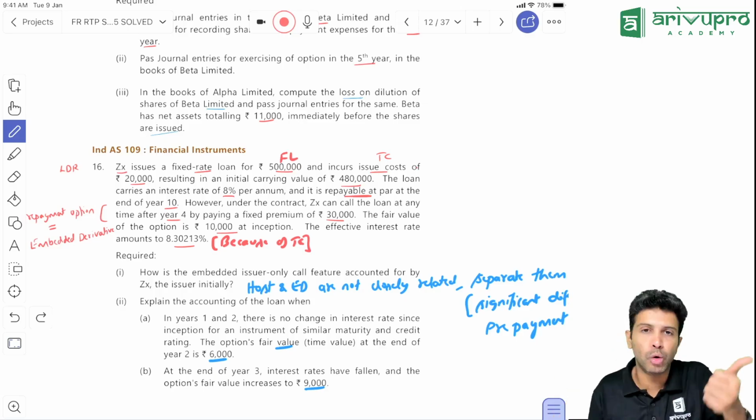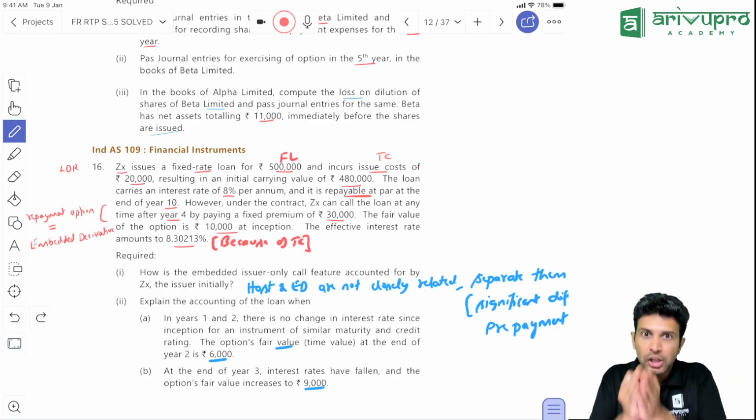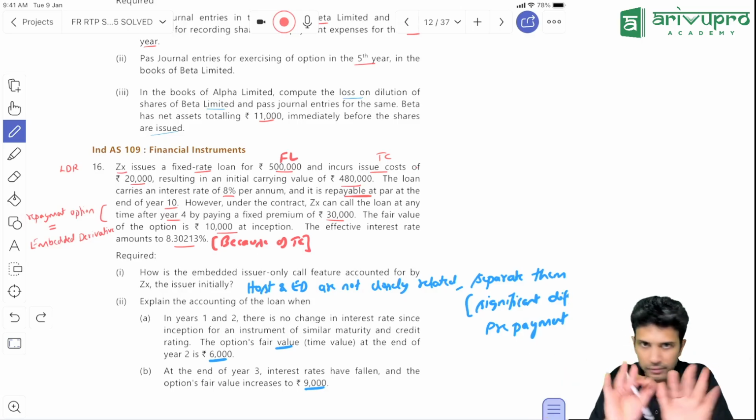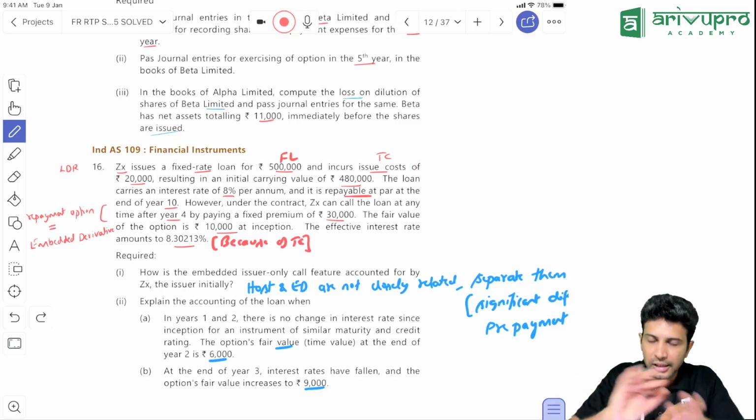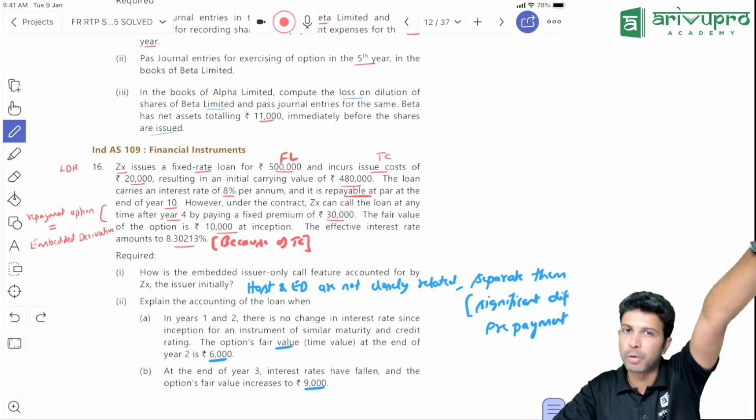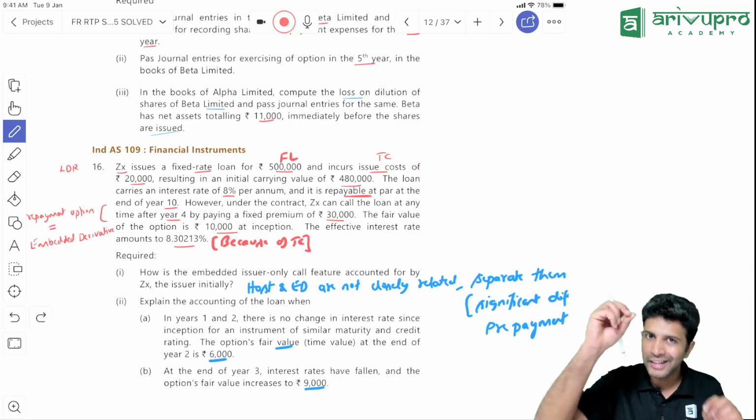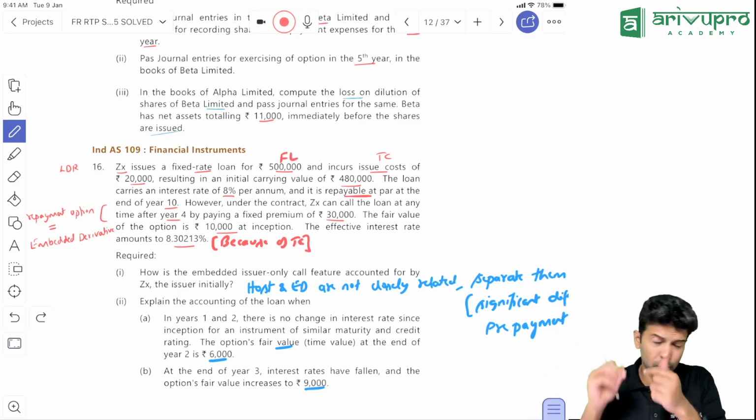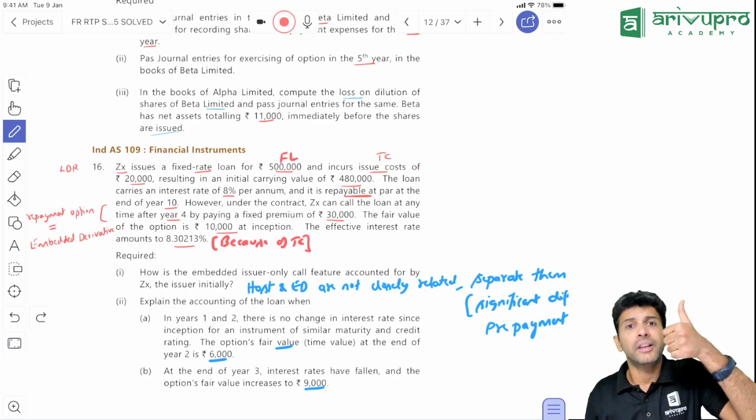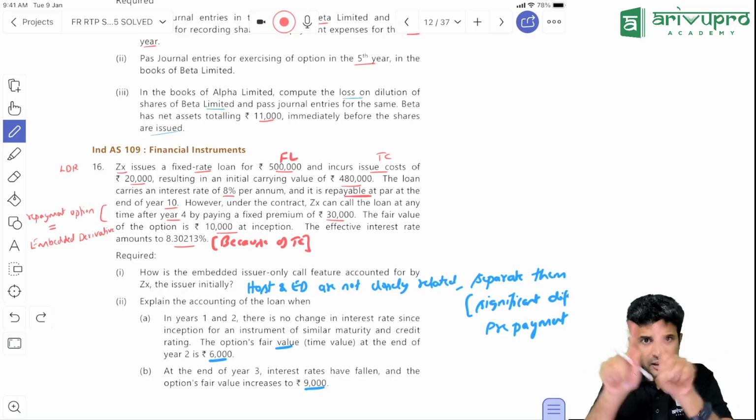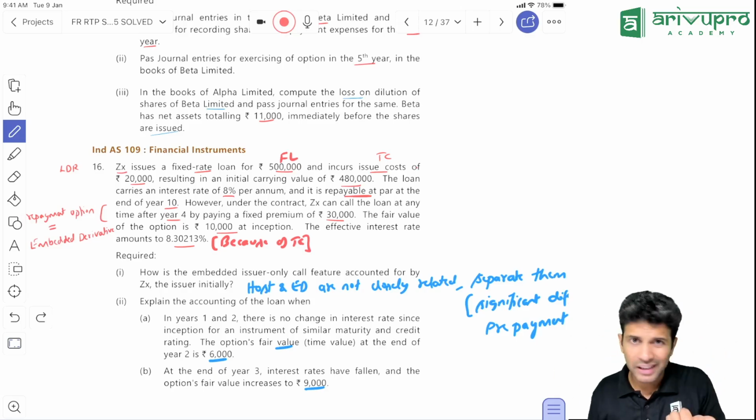We'll have two things: host and embedded derivative. In some cases, the host and embedded derivative will be accounted for as one. We will not separate them. In certain cases, we will separate. I had given you some diagram also for that, if you remember. Here I told you, like in one example we had done, if it's a financial liability, you will prepare the amortised cost (ACM) table.